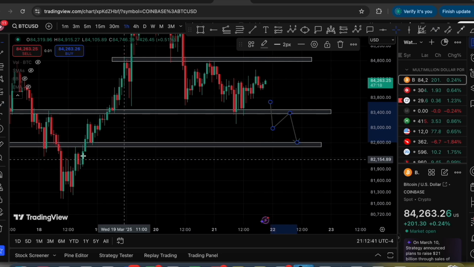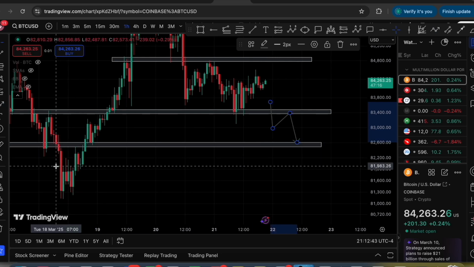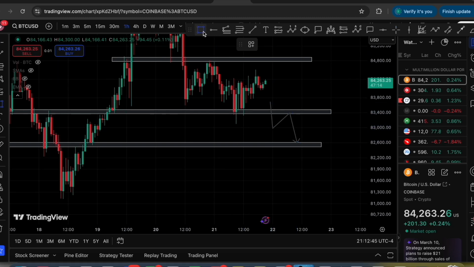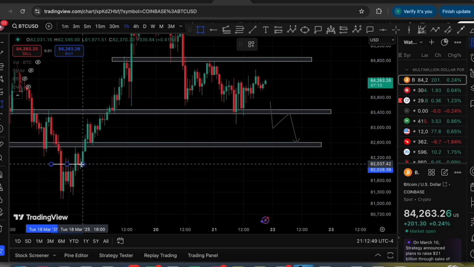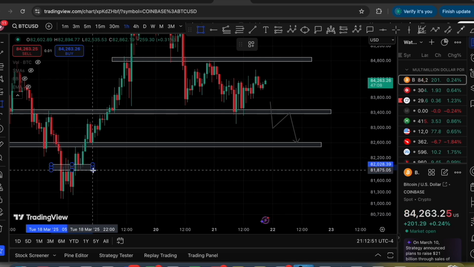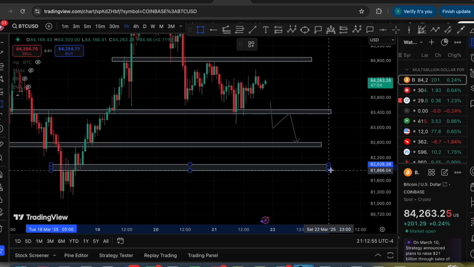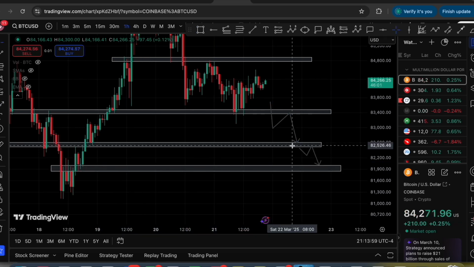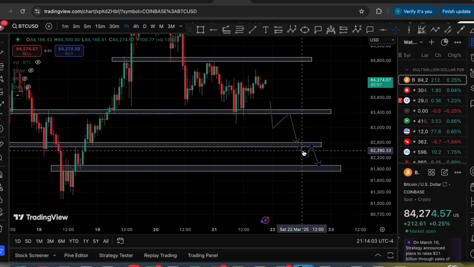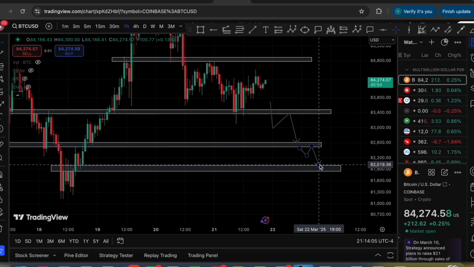And then the next level after that would be 82. See, this one's easy. You can just go the body to the wicks, and it meets all the wicks here. So this is an easy zone to draw. If we were to fall underneath 82.5, the next level would look something like that, where we break, get a retest, and push to the next level.